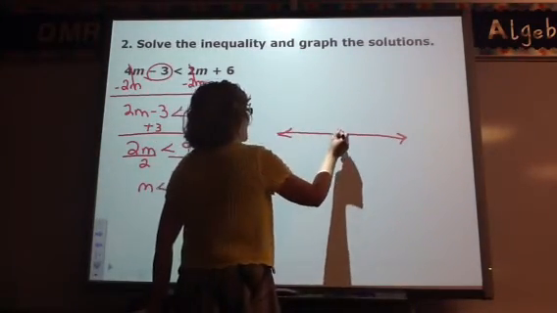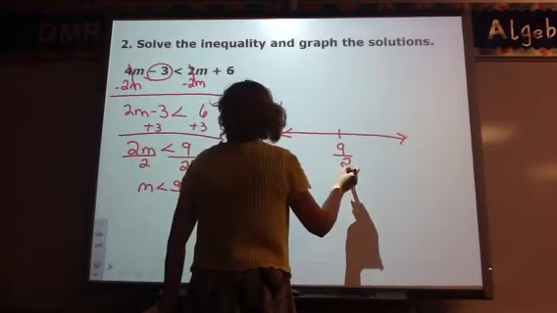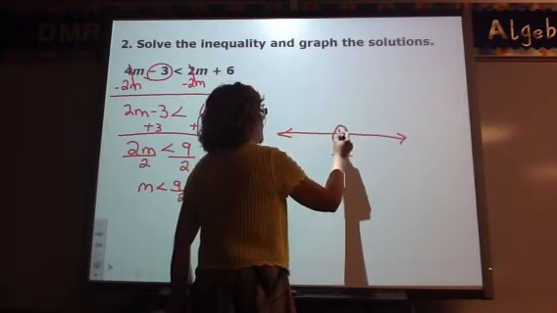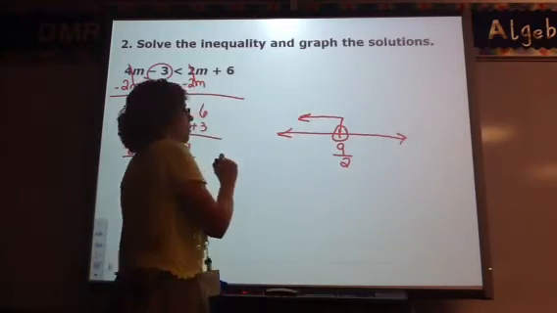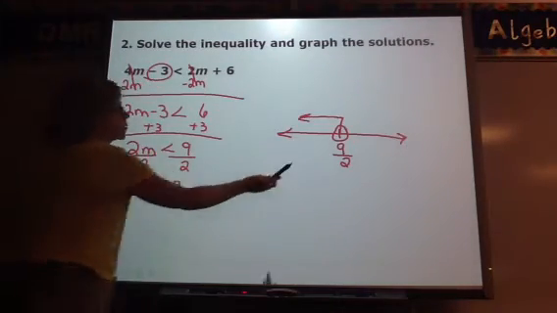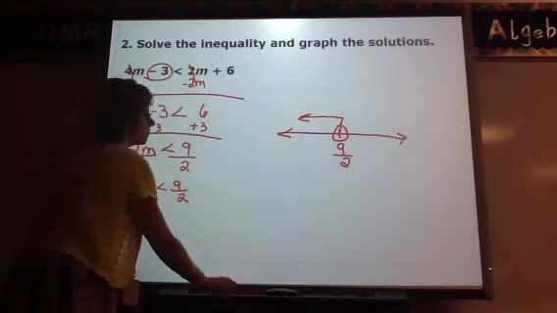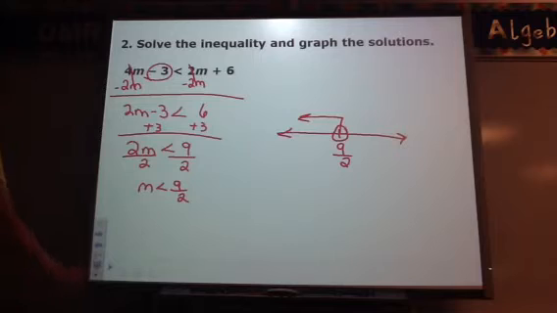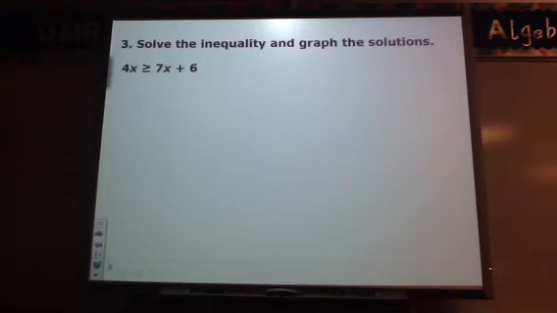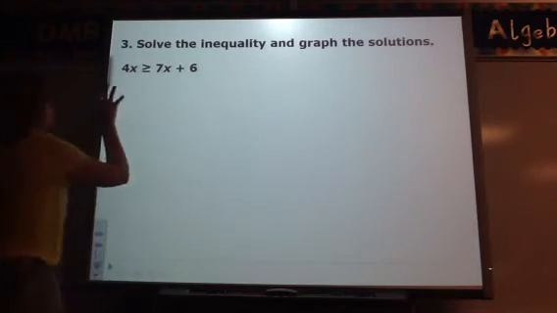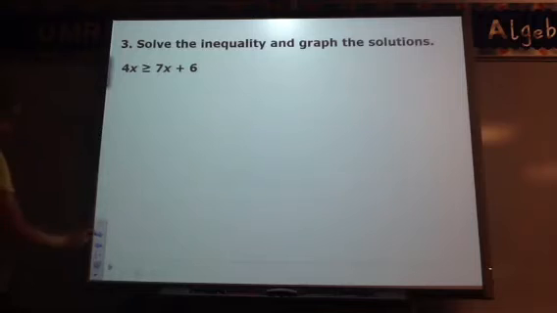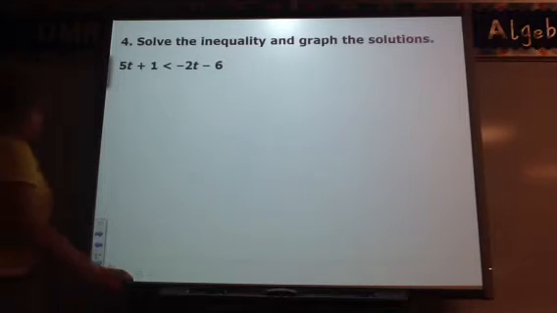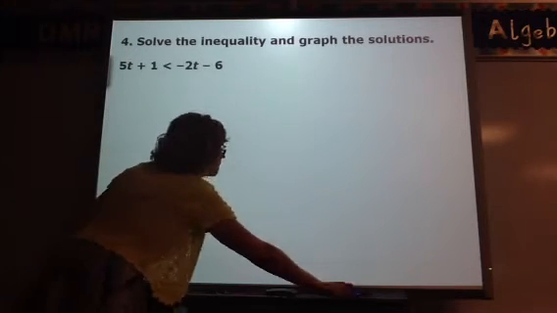This is telling us that the solution set is all real numbers that are less than 9 over 2. You're not going to include that 9 over 2. That's why we have an open circle. Alright, I'm going to let you all practice this one on your own. I'm going to move on so we don't run out of time. So do this one on your own. If you have any questions, you can see me in class tomorrow about it. And let's look at this one.